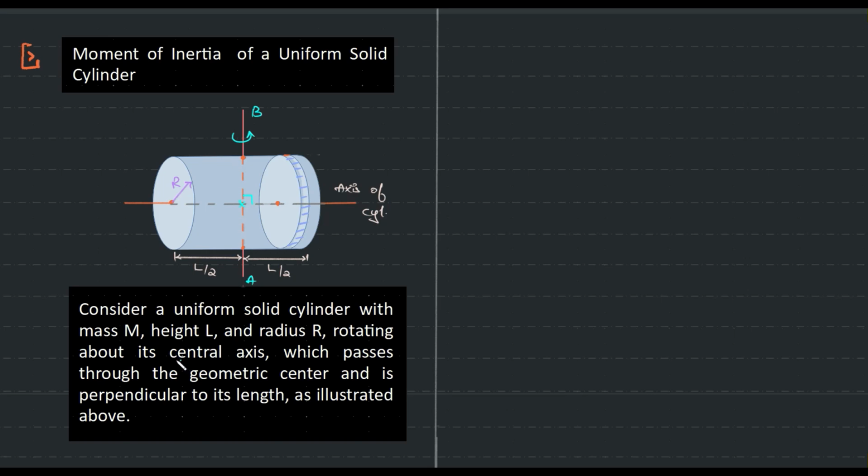Wait, just a second. We can define its central axis. Rotating about its central axis, which passes through the geometrical center and is perpendicular to its length as illustrated above. Okay. Now, what is it that we have to use? We have to use I is equal to the integral of R square dm. That's our starting point. Now, for R square dm and all of that, so what should we do?